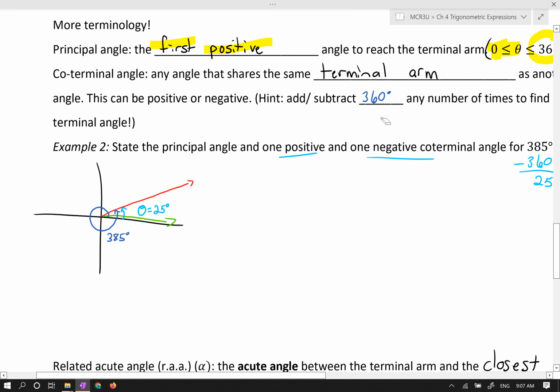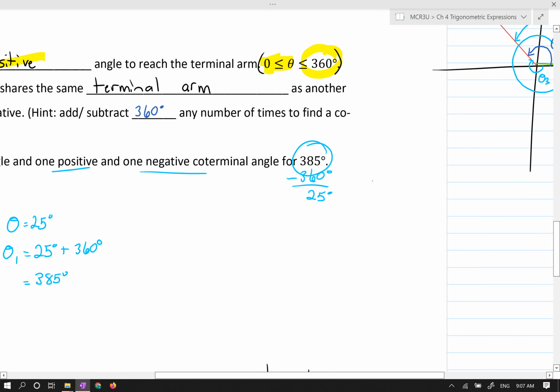So then, what I can do is I can just add. If my theta is equal to 25 degrees, I could say theta 1, we can call this our positive coterminal angle, is going to be 25 degrees plus 360 degrees. Then I'm working with 385 degrees. Now, depending on what I'm working with, I would say that these two are coterminal angles. But 385, that's what I started with. So let's go find a new one.